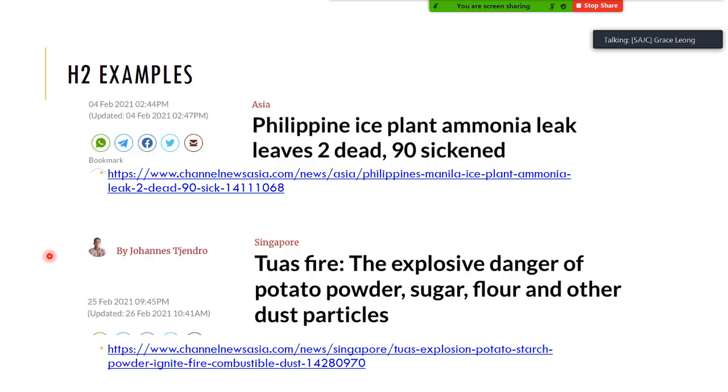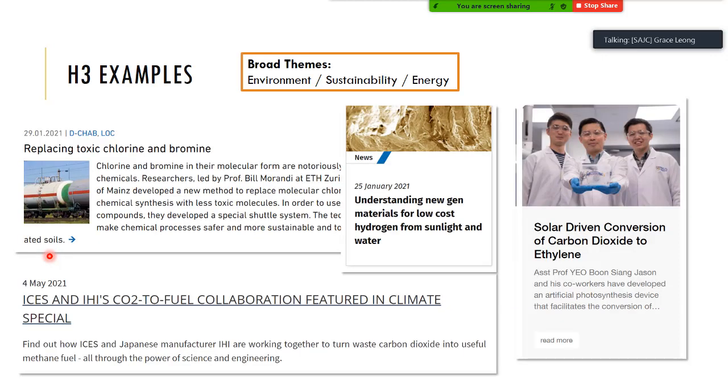So here are some examples of newspaper articles that we will use for H2 database questions, just simple newspaper articles. But for H3, you can start getting your inspiration from topics like this, which are available on the university or research institute websites. So you can see that there are things related to green chemistry, how to do things more efficiently, more cost effectively, and so on.